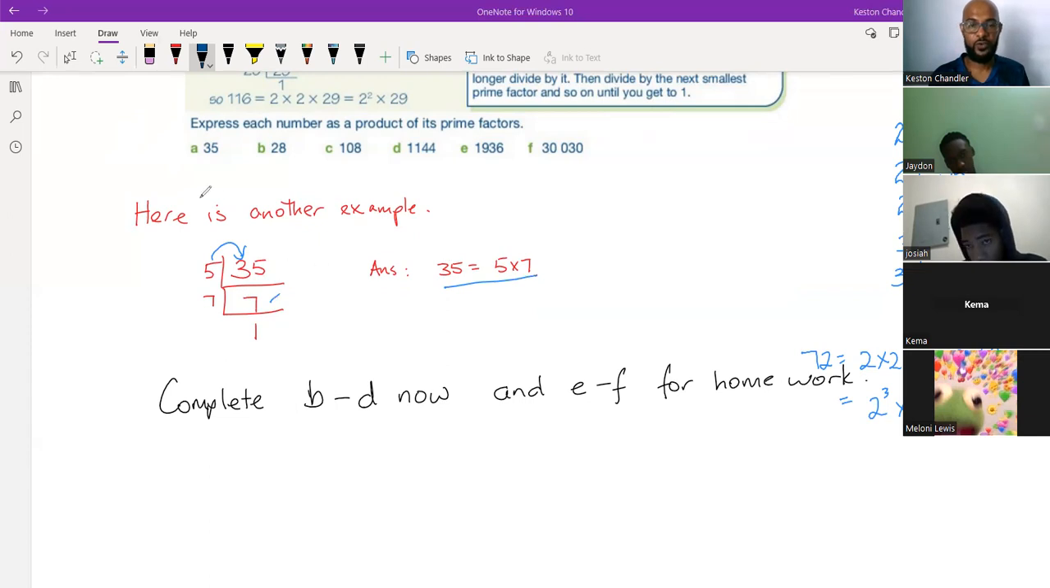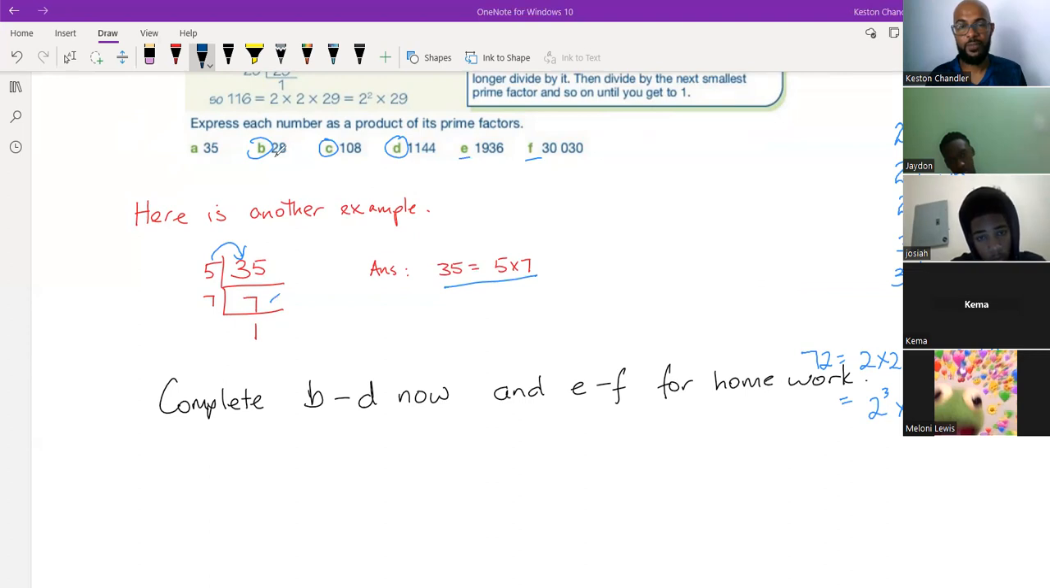So for now, you're going to do B, C, and D, and for homework, you'll try E and F. When I send this in the chat and in the Google Classroom, you'll go back and check this PDF document, because you have some questions at the top to do, about 5 or 7, and then you have these 2 to do. So that's your homework for this week.